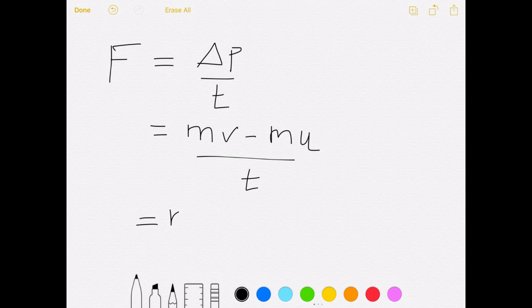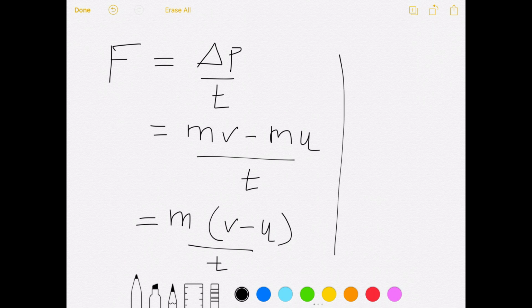So taking m common, we get m(v − u)/t, and as we know, (v − u)/t, that is change in velocity upon time, gives us the equation for acceleration. So F = m × a.